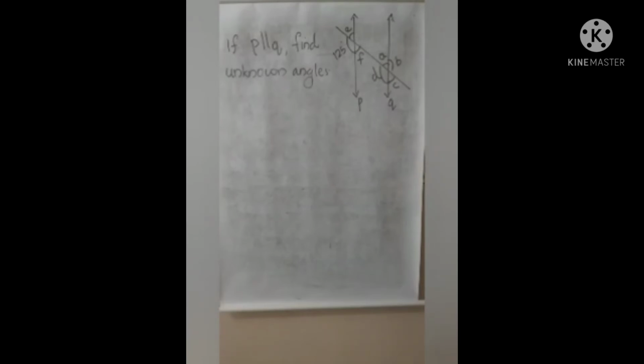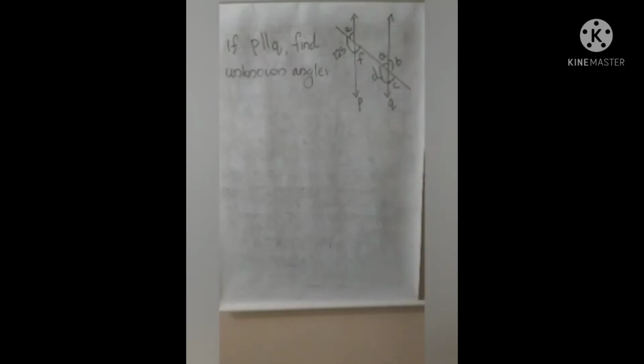So which concepts are we using here? Vertically opposite angles, linear pair, corresponding angles, etc. By observing the figure, you can identify the angles. Here E, F, A, B, C, D are the angles we need to find, isn't it? So first I am starting with E and F. Here 125 degrees is given, so first we have to find either E or F.